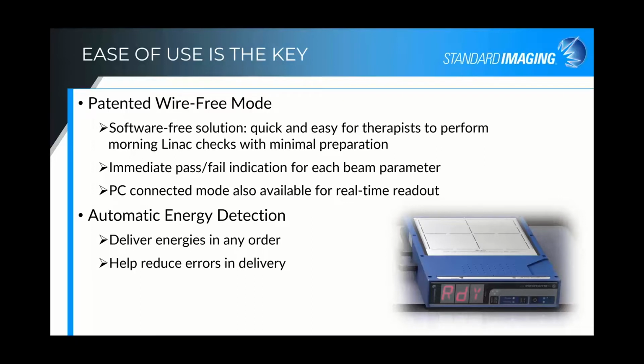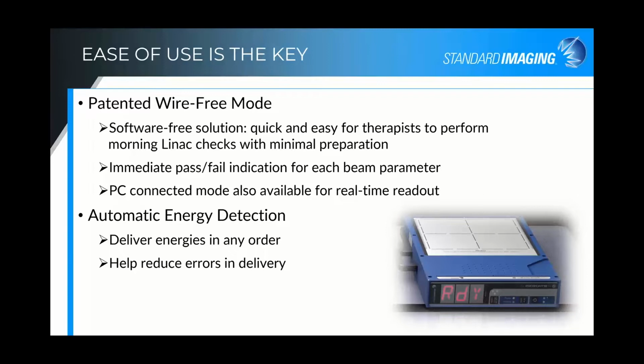But again, like I said, automatic energy detection is the key. With our patented wire-free solution, we have set chambers in the unit that can read and decipher which beam is actually being delivered. So if you deliver a 6x beam today and set that baseline, tomorrow when you deliver that same 6x beam on that LINAC, it will automatically characterize and recognize that beam, give you the results accordingly, and then reset and move on, waiting for the next energy.